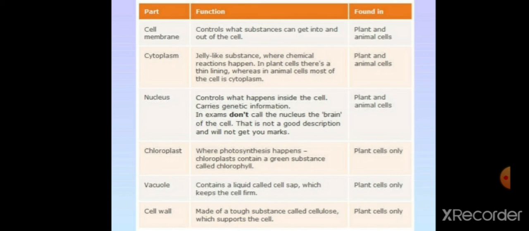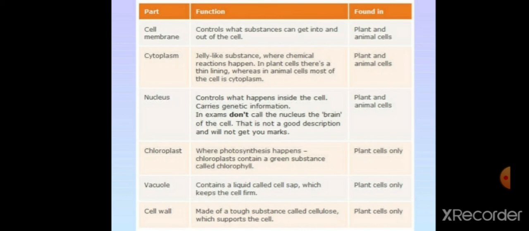Moving on to the next one, that is the nucleus. Nucleus is the place which carries the genetic information. You can even say that it is the brain of the cell, but this is just for your understanding. Do not write the brain of the cell in the paper because that will not fetch you any marks. It is also present in plant and animal cells.